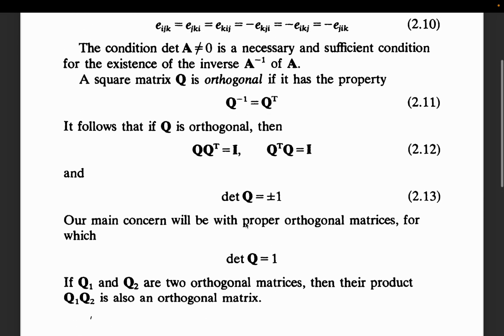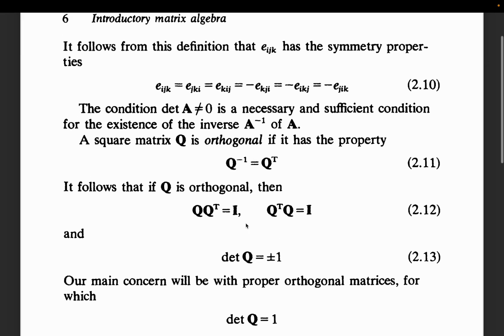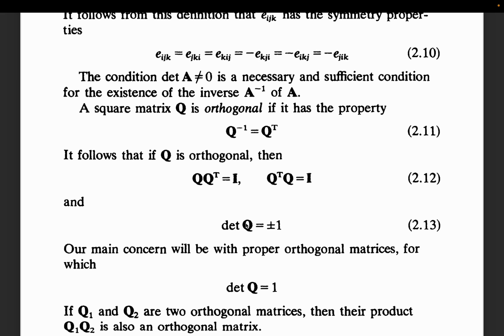The condition that determinant A is not equal to 0 is necessary and sufficient for the existence of the inverse. A square matrix is said to be orthogonal if its transpose is its inverse. That gives the determinant of that matrix as plus or minus 1. If you take the transpose and multiply it, you get the identity operator.